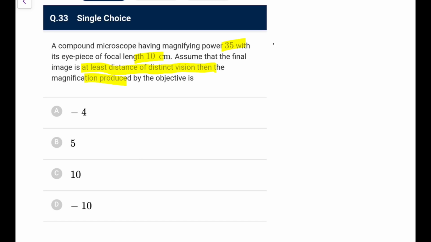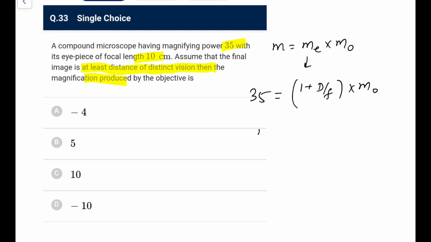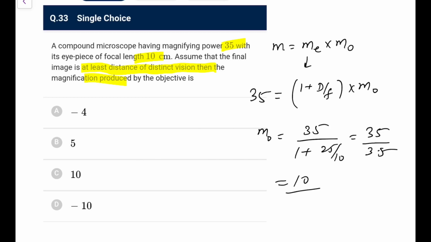We can directly say the magnification is ME into MO, that is, eyepiece into objective. For the case of the least distance of distinct vision, the near point, ME is equal to 1 plus D by F. The total is 35. MO is negative, because ME is positive and the overall magnification is negative, so negative MO would be the better answer. Just calculating the magnitude first: 35 upon 1 plus D by F, and 1 plus D by F is 25 by 10, that is 3.5. So 35 upon 3.5 is 10, and I'll go for minus 10, which is more appropriate here.